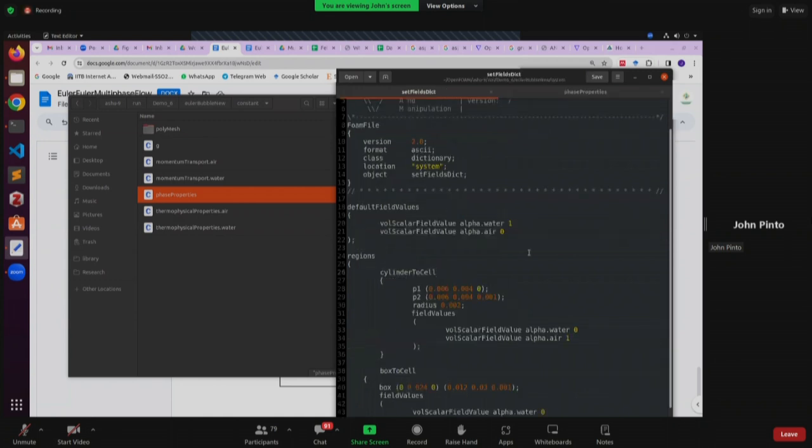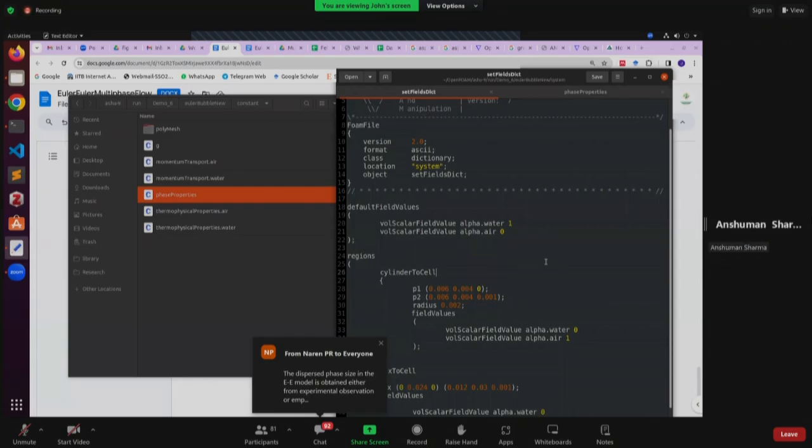Okay. So now going back to the setFields dictionary. Yes, somebody is saying something. So we are using this multiphaseEuler solver. As far as I know, it is used for compressible flows. Yes. And our flow, I think, is incompressible. Okay. Can this work for both? I think it will work for both.